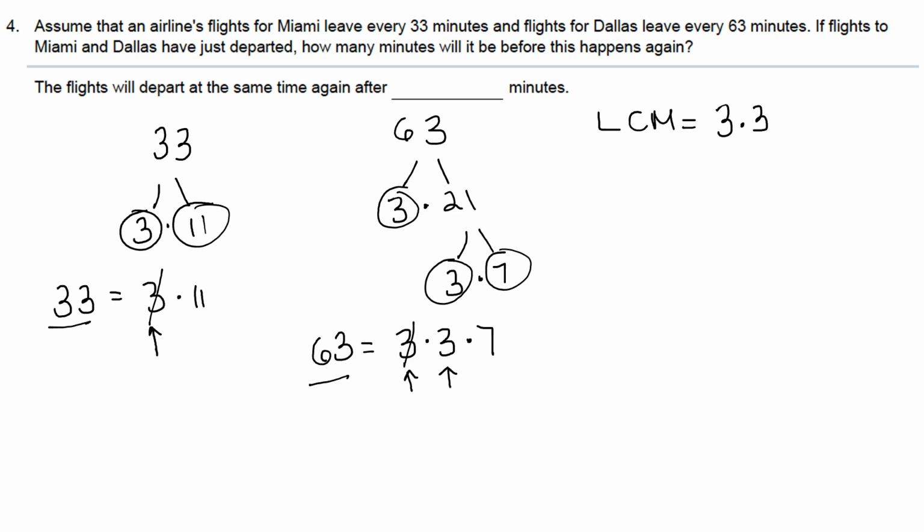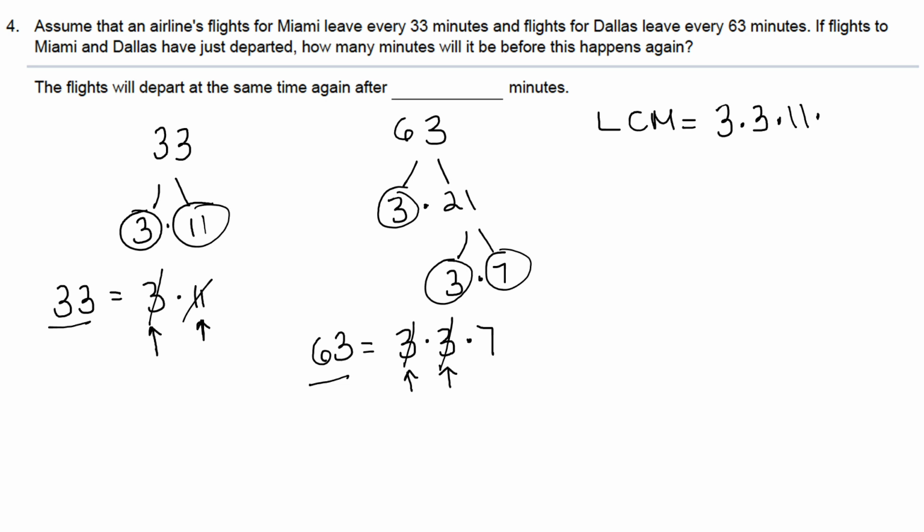Now that I wrote down the 3s, I can check those off and look at the next factor. I have an 11. 11 appears 1 time in 33 and 0 times in 63. So the greatest number of times that it appears is 1 time. So I'll write down one 11.